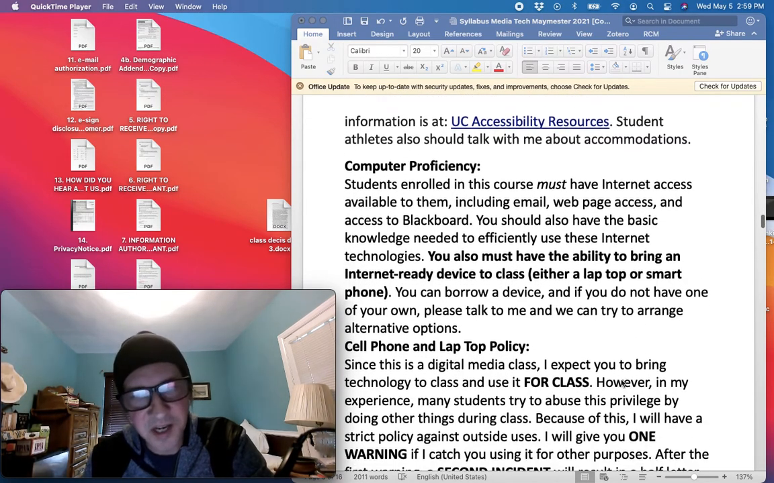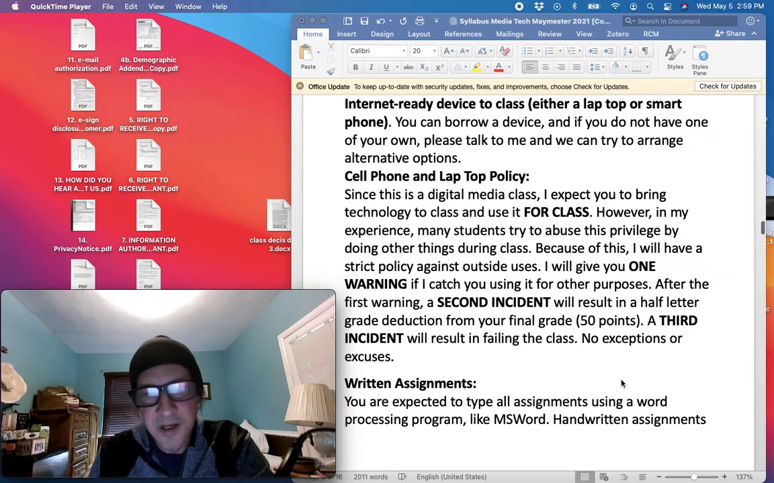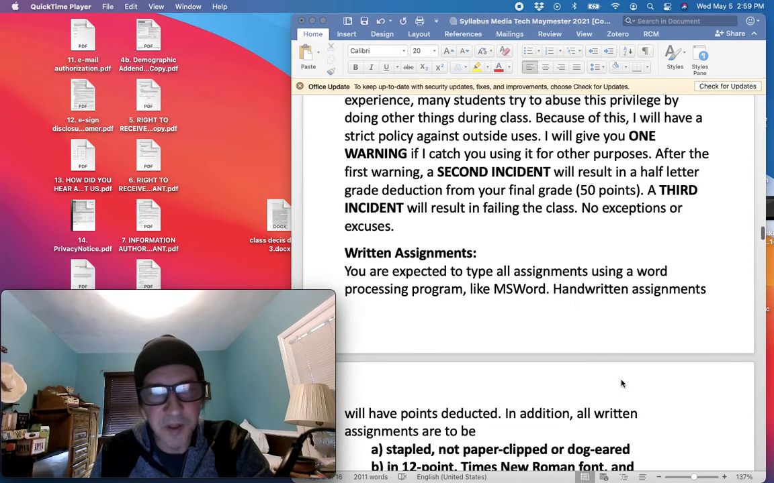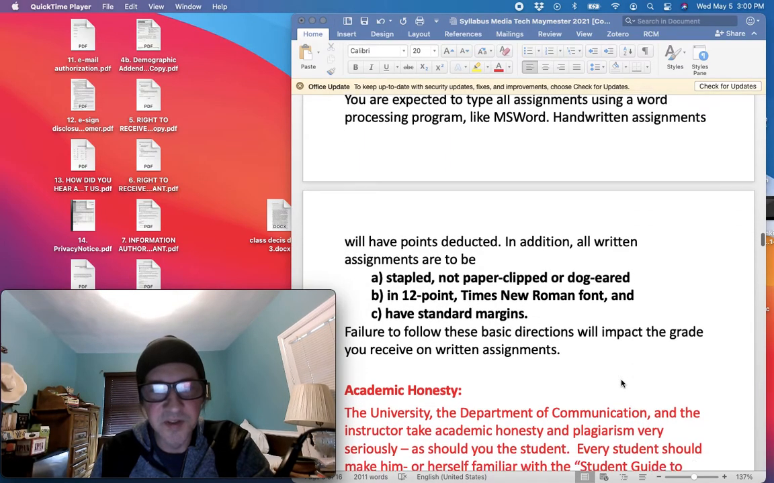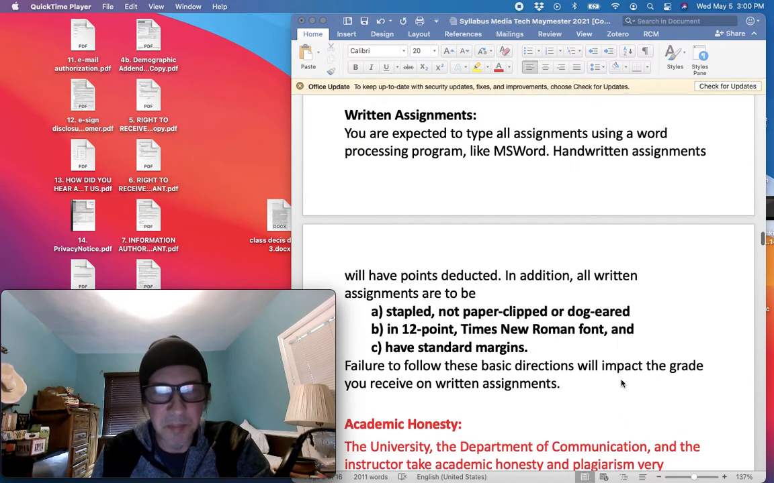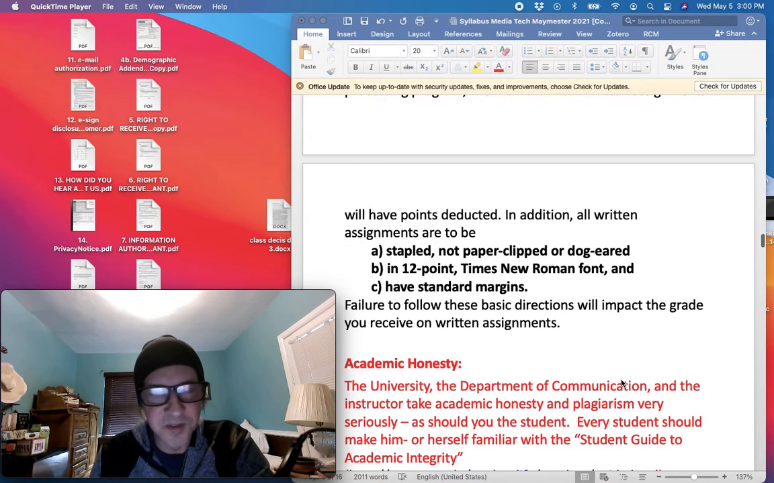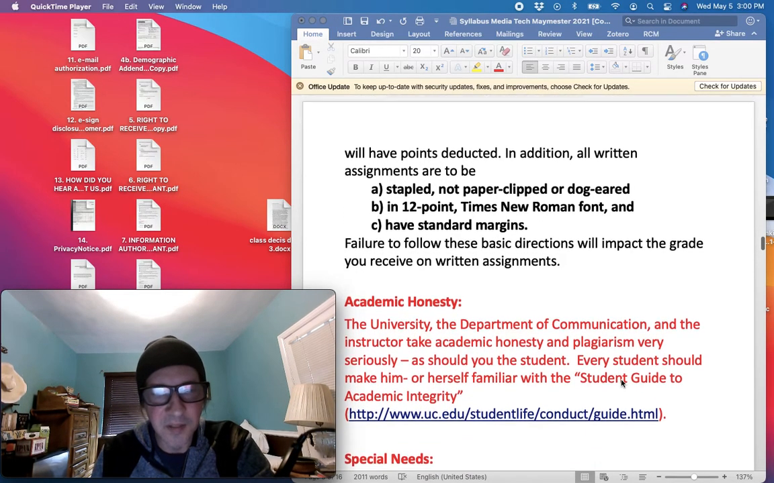This just says that you need to have access to a computer. This is about cell phone policy. It only really applies to in-class. And the written assignments here just basically says, please type up your written assignments. You'll see we're doing this online, so that shouldn't be a big deal.